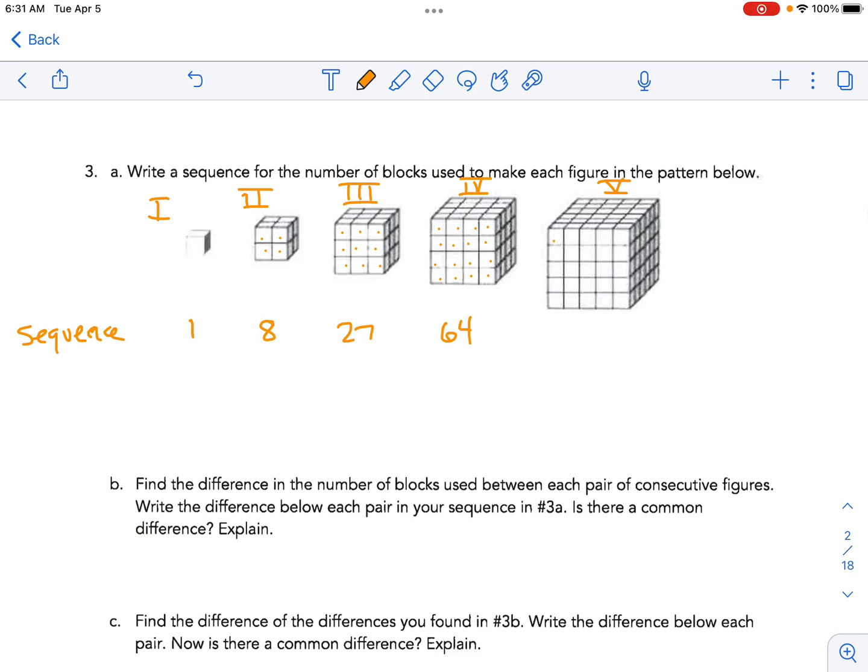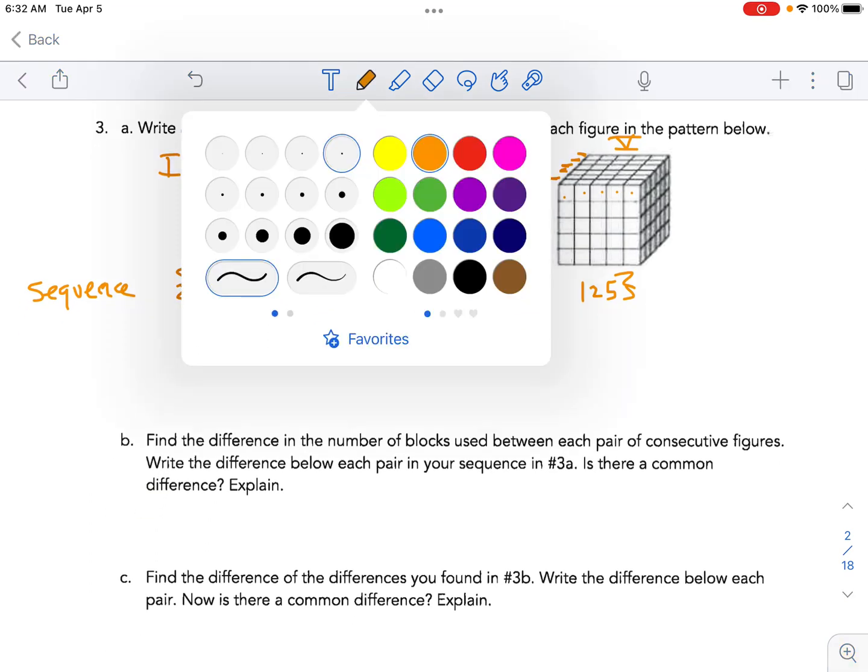And then this is our new figure. We haven't gone up to figure 5. But it looks like 1, 2, 3, 4, 5. So 25 in the first row. And then another 25, and another 25, and another 25, and another 25. So 25, 50, 75, 100, 125 total blocks there. And so that is our sequence or our pattern of numbers. And we want to know what function that pattern follows.